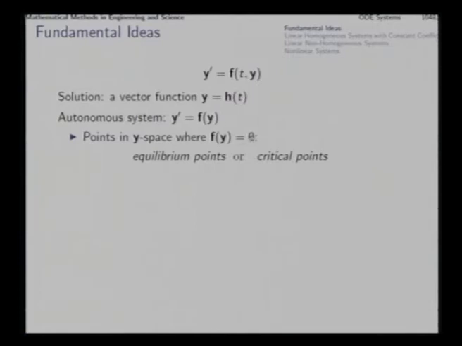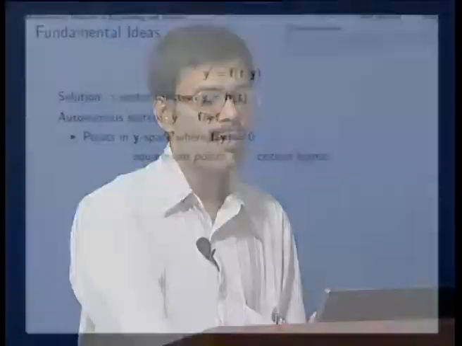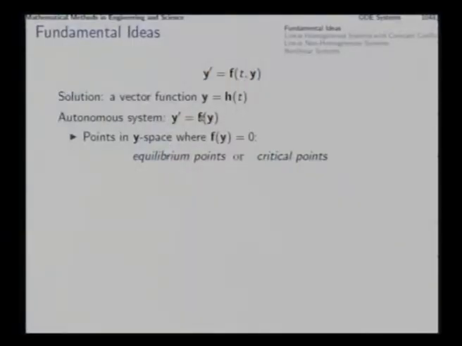Consider for a moment that a system is started with its initial conditions at that kind of a point in y space where f of y is 0. Now, if f of y is 0 at a particular instant of time, then at that instant y prime is 0, which will mean that for an infinitesimal time from that initial time, you will have no change in y. That means, at the next instant of time, say t equal to delta t, the point in the state space will remain the same.